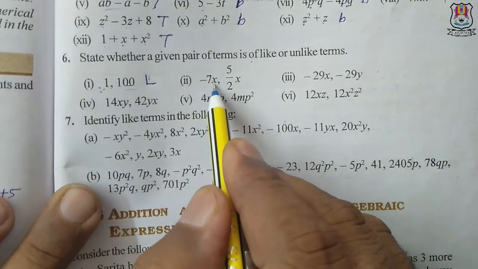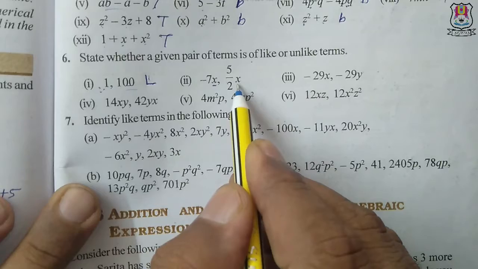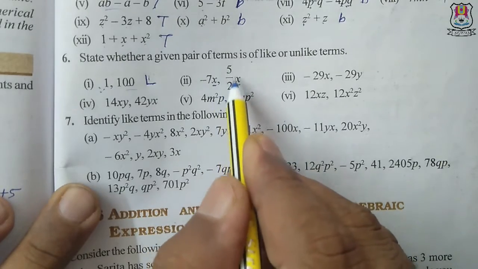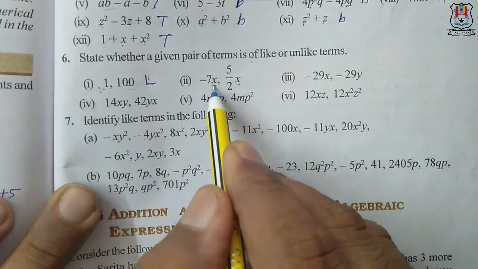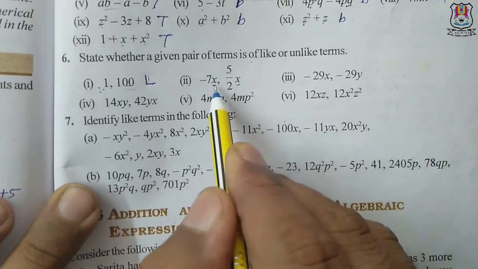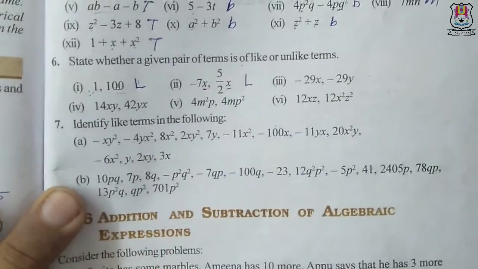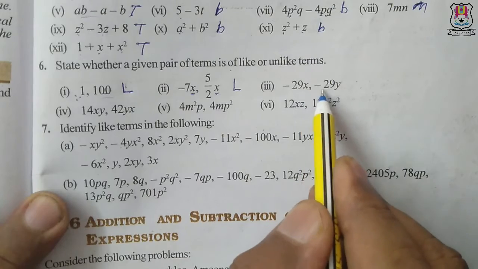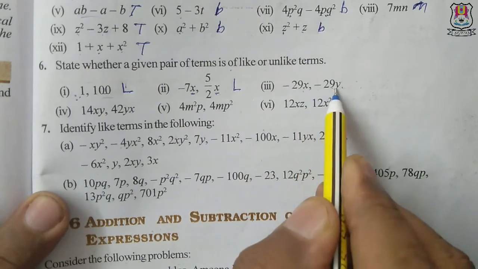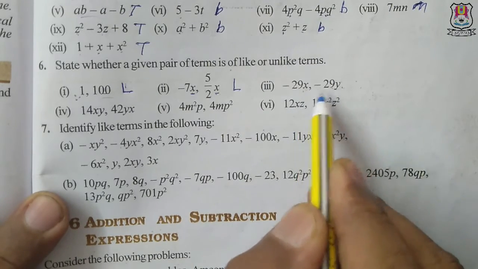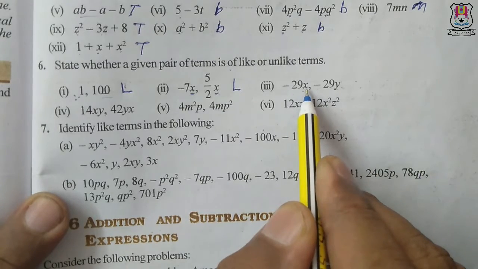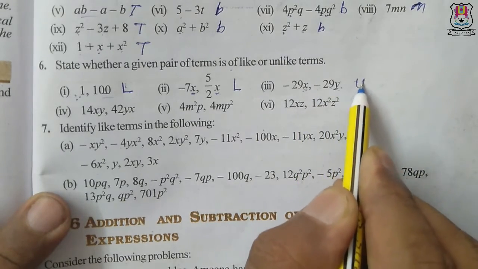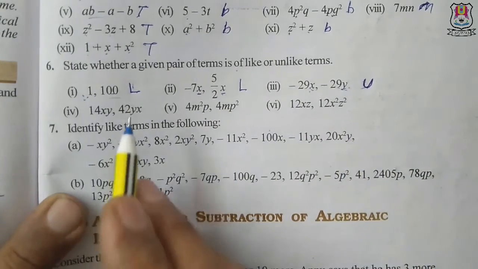See, minus 7x. We have to consider x, and here also there is x. We don't have to consider the coefficient. We have to consider the variable. So x both same. This is a like term. Minus 29x, minus 29y. These are two different variables. We have to consider only the variables, and they should have the same alphabet and the same power. So here alphabets are different. This is x, this is y. So this is unlike. So for unlike I will write u.